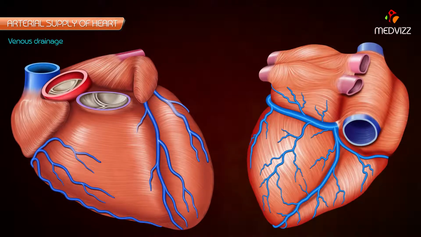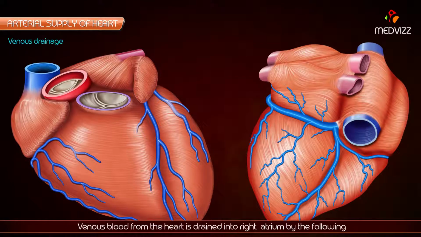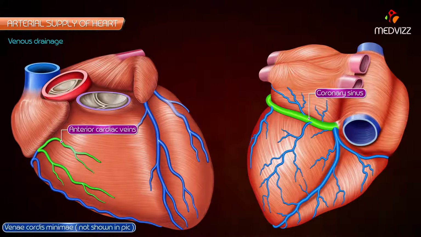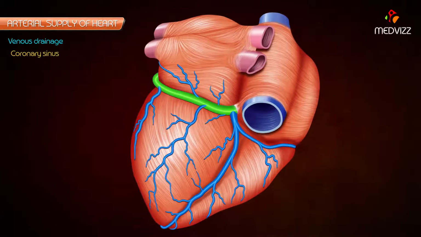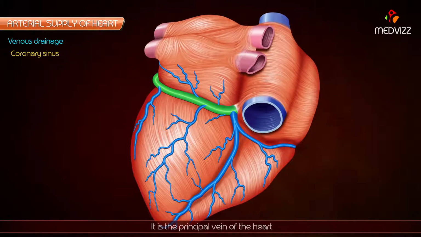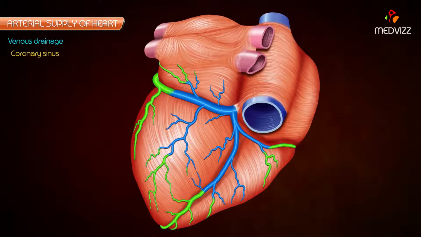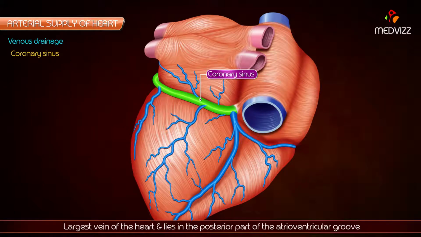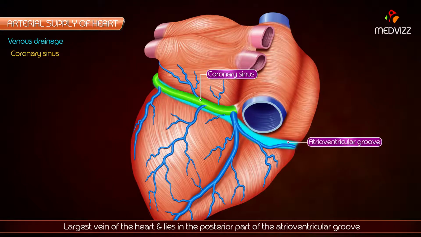Venous drainage of the heart. Venous blood from the heart is drained into right atrium by the following: coronary sinus, anterior cardiac veins, venae cordis minimi, also known as Thebesian veins. Coronary sinus. It is the principal vein of the heart. Most of the venous blood from the walls of the heart is drained into the right atrium through coronary sinus. The coronary sinus is the largest vein of the heart and lies in the posterior part of the atrioventricular groove.